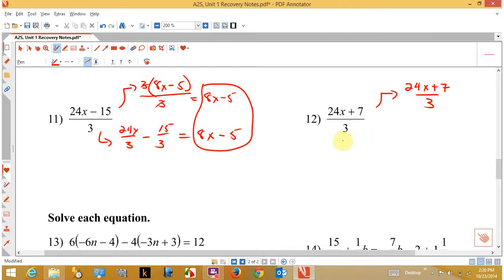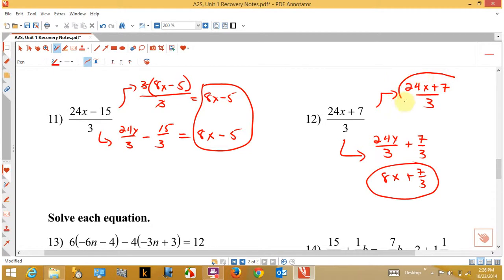Now another way to look at it, which would also be correct, is if you break this up into 24x all over 3 plus 7 over 3, you'll get 8x plus 7/3. That in technicality is also a correct answer, but it's really not any simpler than what you started with. But I would have accepted either one of these as answers.